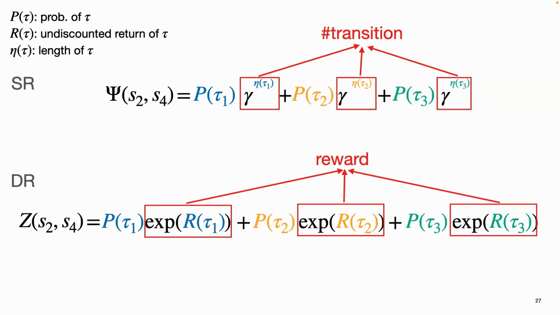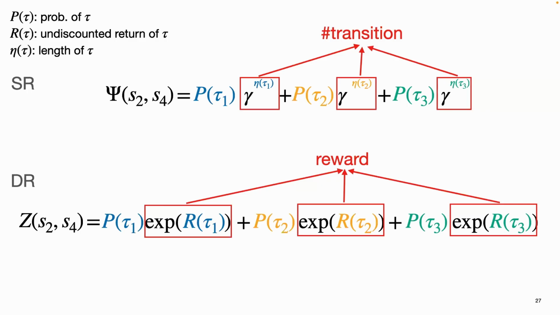For the successor representation, gamma here is a discount factor, some number between 0 and 1. If the average number of transitions it takes to get from S2 to S4 is large, then we're applying a lot of discount, and the corresponding entry in the successor representation matrix is going to be small. So the successor representation matrix captures the distance between states in terms of the average number of transitions it takes to travel between them.